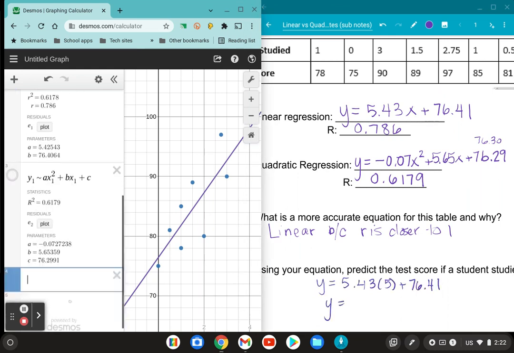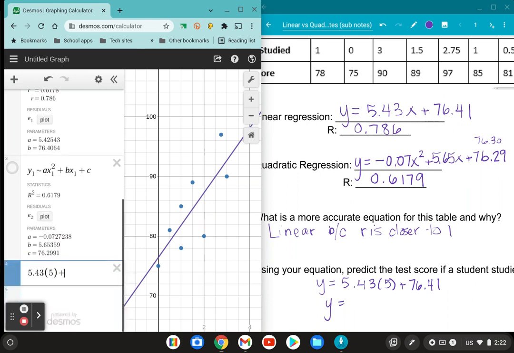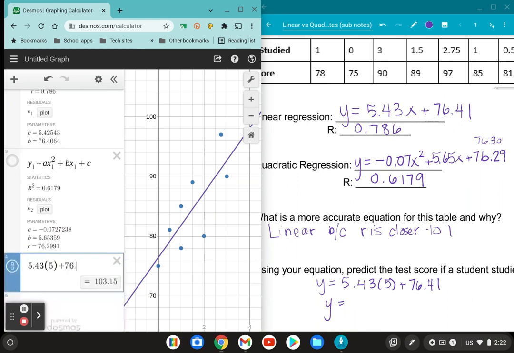And since you have Desmos up, that's the nice thing. Just plug it right in. And you can see we have the answer right away. So if they studied 5 hours, their score is probably going to be 103.56%. So not bad.